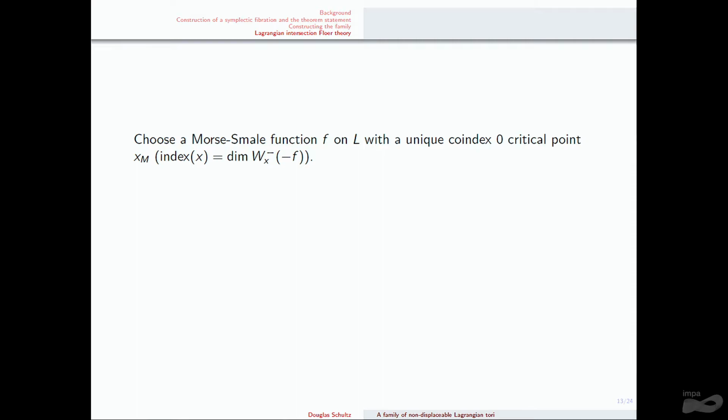Okay, and then we're going to consider these pearly Morse trees. So pick a Morse function on your Lagrangian that has a unique co-index 0 critical point. Basically I'm thinking it has a unique representative for the Poincare dual of the fundamental cycle. And then you have this Lambda module, which is generated by these Morse critical points.